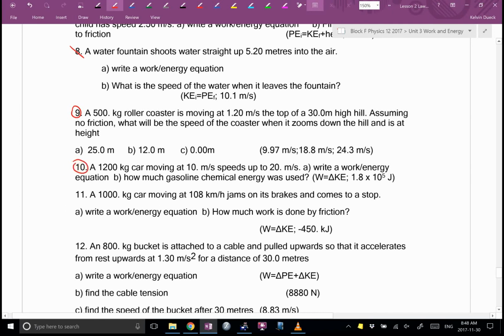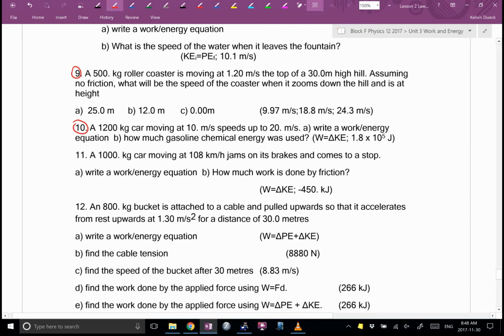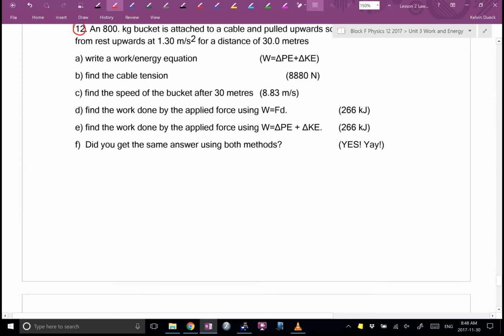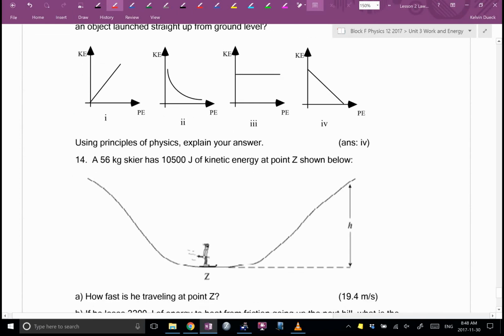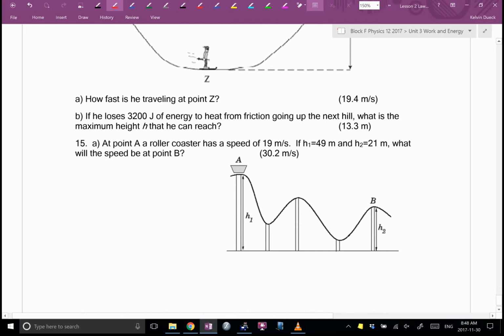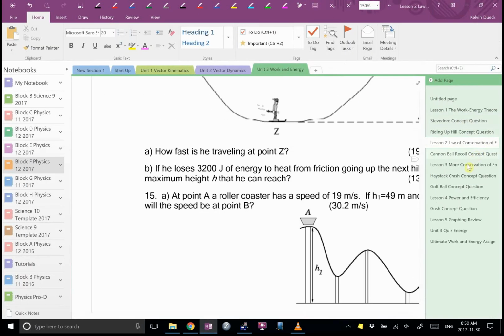10 is good. Now 10, we have a change in speed. It says write a work energy equation. So you'll go change in potential plus change in kinetic, although you could probably cross out change in potential, and that'll tell you how much energy was used. It'll be the same, the change in kinetic energy. Skip 11, 12 is good. Skip 13, 14 is good. I'll leave 15, even though it's a roller coaster. So, continuing on. More conservation of energy.